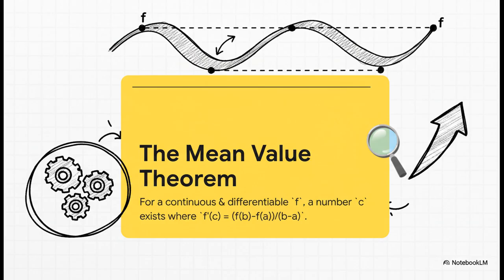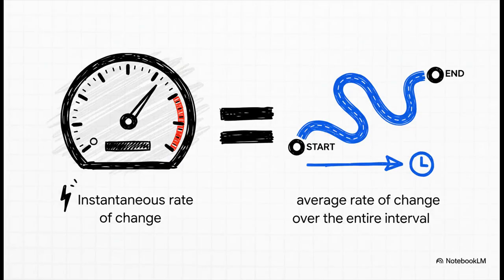It says that at some point c along the way, the instantaneous rate of change is exactly equal to the average rate of change over the whole interval. So let's just cut through the formula for a second. What does this really mean? It means exactly what we talked about with a car. At some specific moment during your trip, your speedometer reading had to match your average speed for the whole trip.